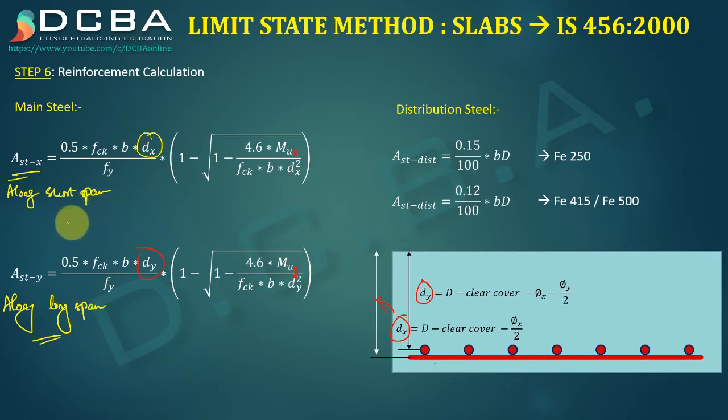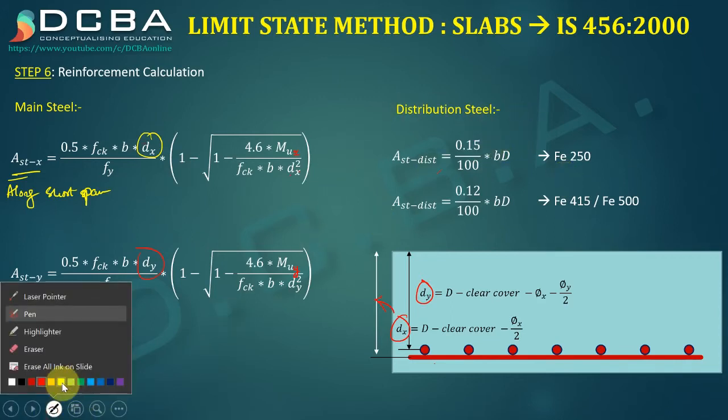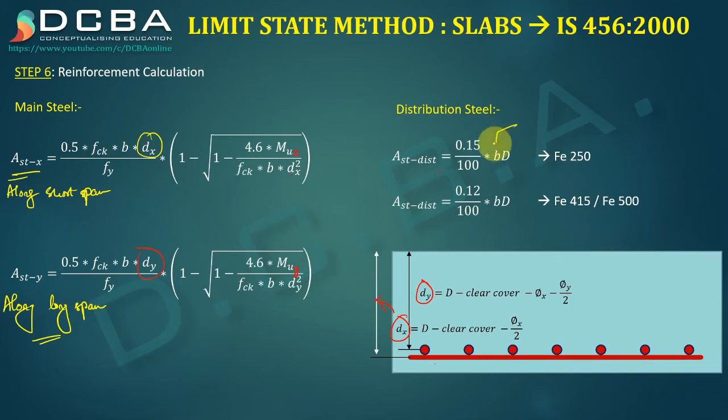After finding steel in the short span and long span, we will be finding the distribution steel, Ast distribution, depending upon the grade of steel. It is 0.15% of BD or 0.12% of BD, where B, you know, is 1000 mm because we consider a strip of 1 meter, right?